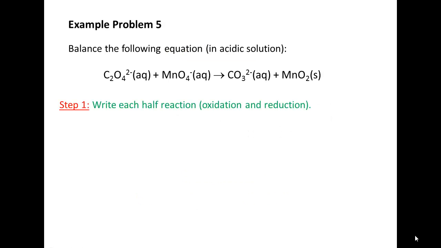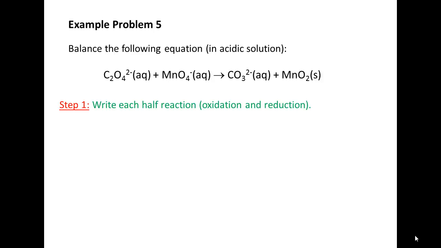This says balance the following equation in acidic solution. So we know we're going to need to utilize that acidic solution, and you'll see why that's important in a little while. Here's our equation. It involves two ions, C2O4 2- and MnO4-, and we're going to produce carbonate, CO3 2-, and manganese oxide, MnO2, which is a solid. In these equations, I'm okay with you leaving off the abbreviations while we balance, because this is a lengthy process and that can save you some time. So let's dive in, since this involves a lot of steps.